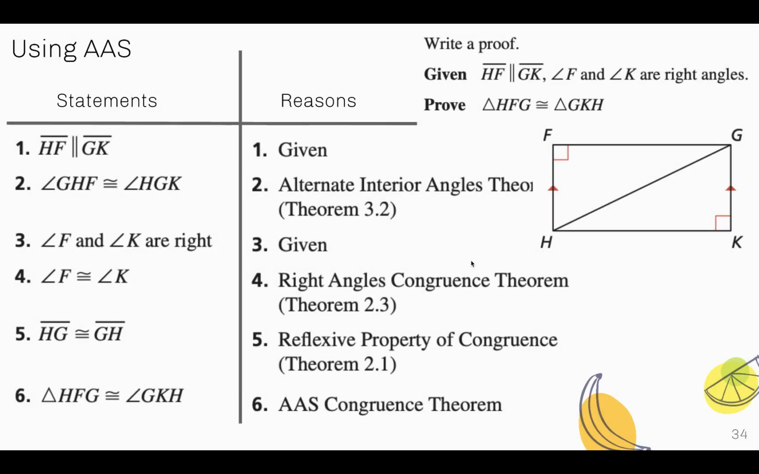So finally, we are going to use this common shared side. Segment HG is congruent to segment GH. And then if you've been marking your diagram, as I've taught you to, you will see that what you have is AAS. How is this AAS? Because we have angle, angle, side in this top triangle. This side is not the included side between the two angles that we proved are congruent.